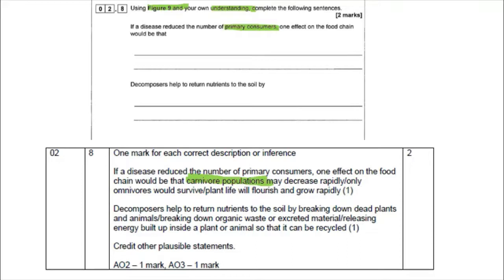On the other hand, if you're a plant and there's no rabbits eating you, you're going to grow rapidly and you're going to increase in numbers. So that's either one of those 2, okay, will get you the marks there. This one, the decomposers return nutrients by, well, you just got to explain what a decomposer is really, and it's just something that breaks down dead animals and plants and releases that into the soil. So that's what we're after there.